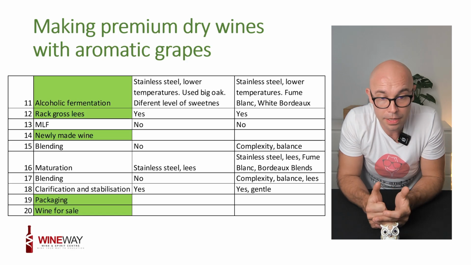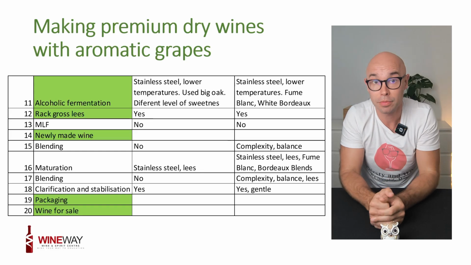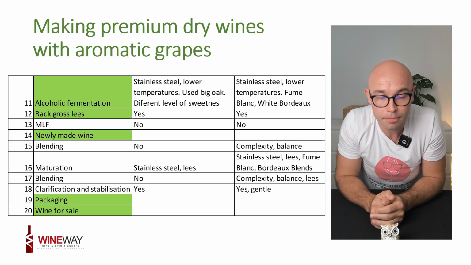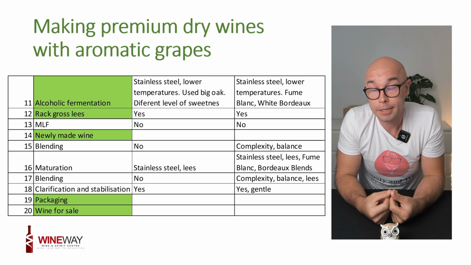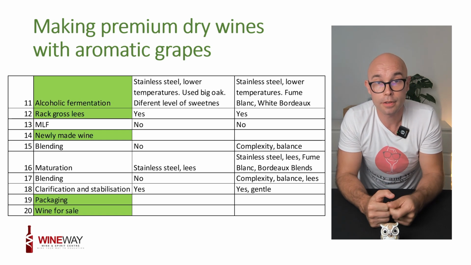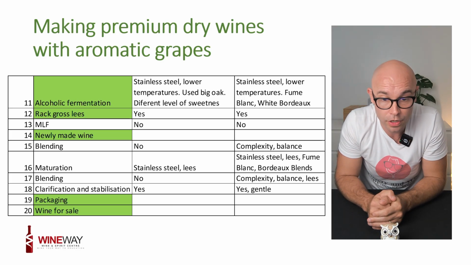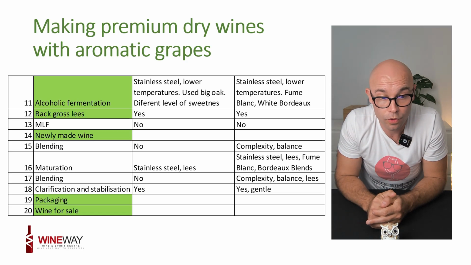Newly made wine blending. Riesling is usually not blended, or at least it's not blended with other grape varieties. It can be blended maybe from different winemaking, maybe the wine that was fermented at lower temperature versus higher fermentation temperature. But in any case, for any kind of blending, it's going to be done for complexity and balance. Maturation, again, stainless steel.